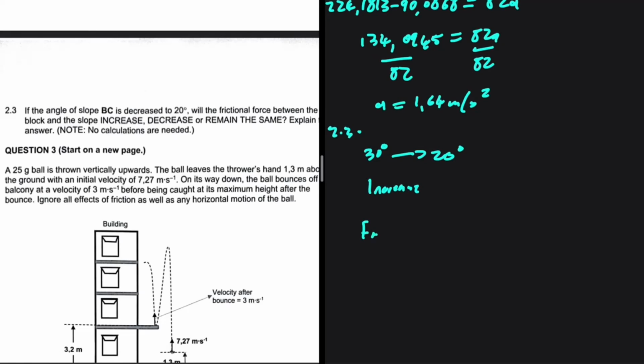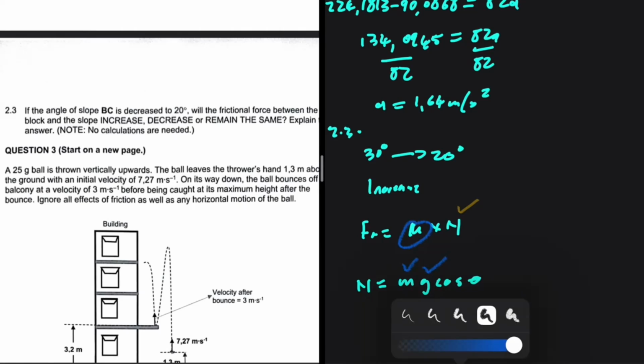The frictional force is equal to the coefficient multiplied by the normal force. The coefficient depends on the material. So whether we increase or decrease the angle, the coefficient is not affected. So now we are only looking at the normal force. Well, the normal force is equal to mass, gravity, and cos of theta. The mass is constant and the acceleration is also constant. So we are just looking at cos of theta.